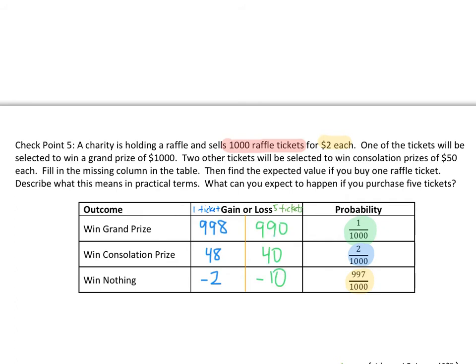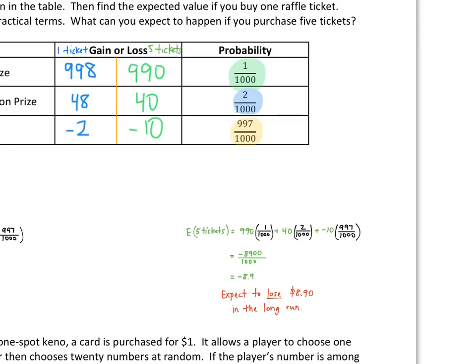Okay, did you fill it out correctly? If you win the grand prize, you're really up $990 because you paid $10 for 5 tickets. If you win consolation, you really won $40 because you paid $10 for the tickets. If you don't win, you're losing $10. Now I want you to go ahead and set up the expected value and tell me what it means in the long run. So I got negative 8.9 for the expected value of buying 5 tickets.